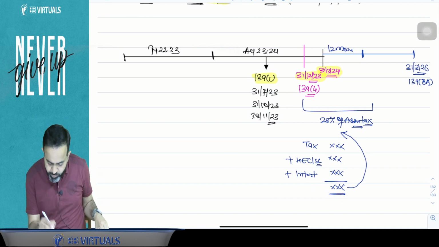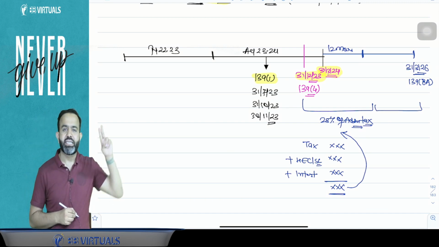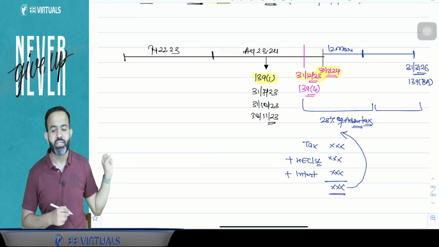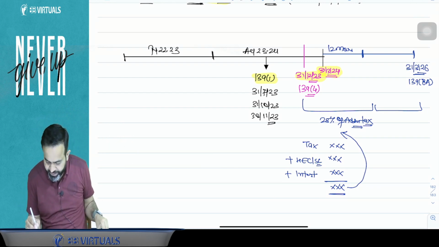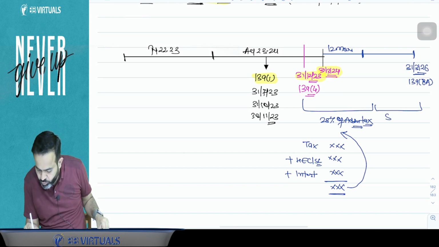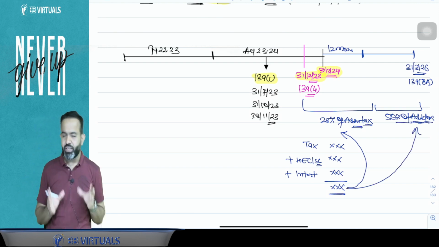But suppose if you are filing the return after 1 year from the end of the relevant assessment year, but within 2 years from the end of the relevant assessment year, then guys, you have to pay the 50% of the additional tax to the government.